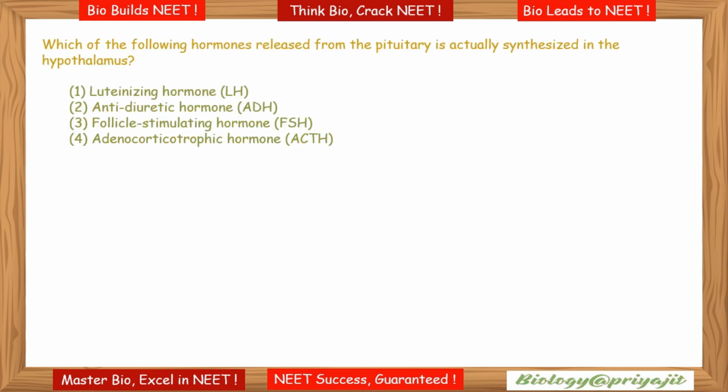Which of the following hormones released from the pituitary is actually synthesized in the hypothalamus? Neurohypophysis or pars nervosa, also known as posterior pituitary, stores and releases two hormones called oxytocin and vasopressin, antidiuretic hormone, which are actually synthesized by the hypothalamus and are transported axonally to the neurohypophysis. So here the correct answer will be option 2, antidiuretic hormone or ADH, which is also known as vasopressin.